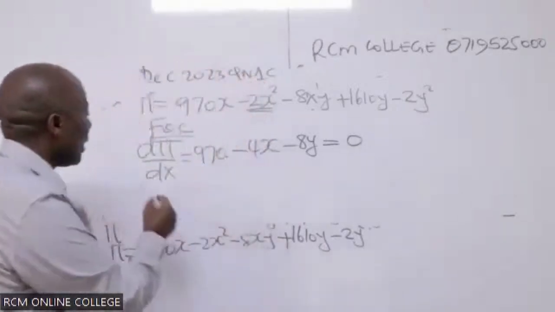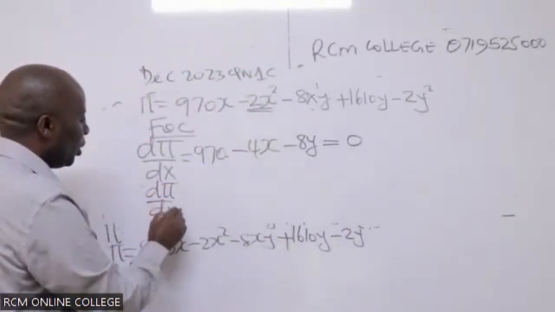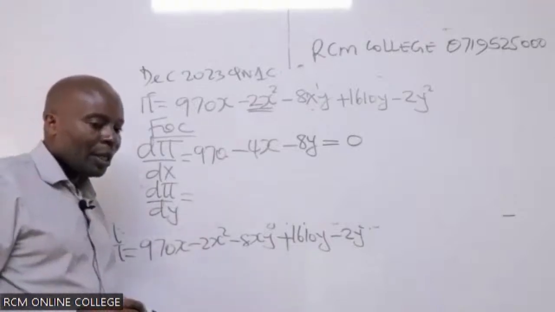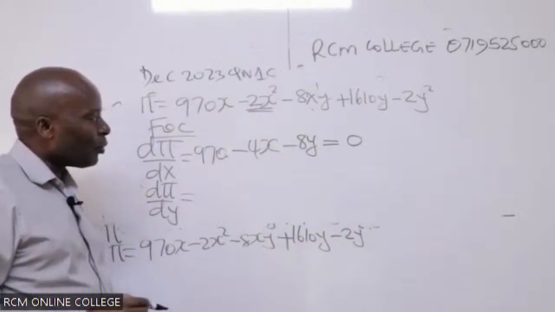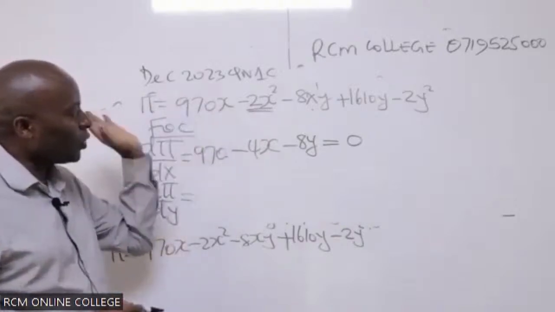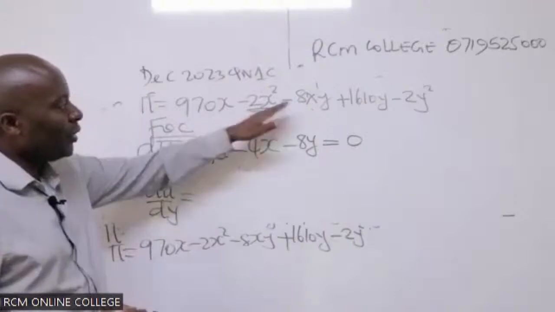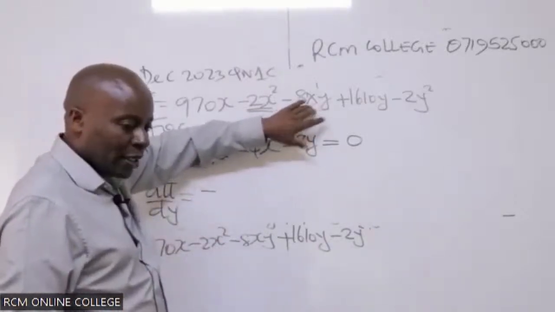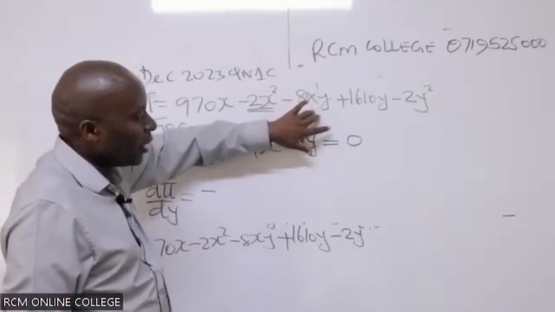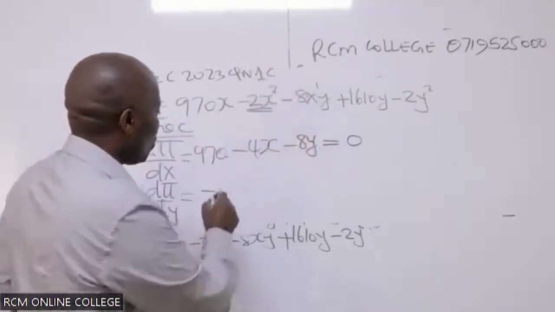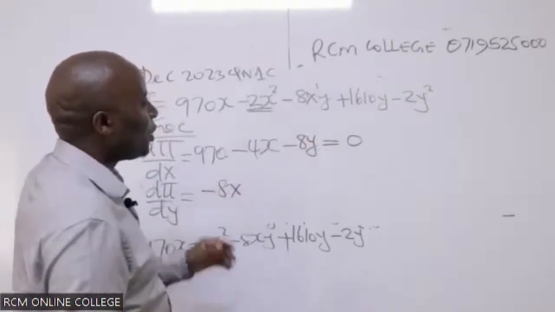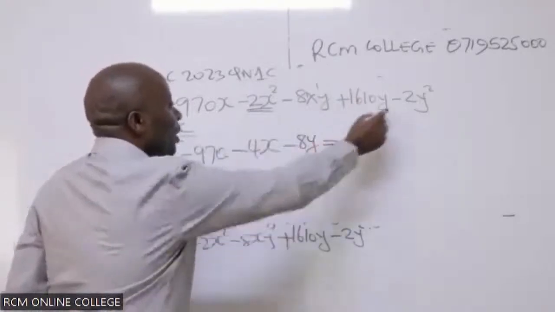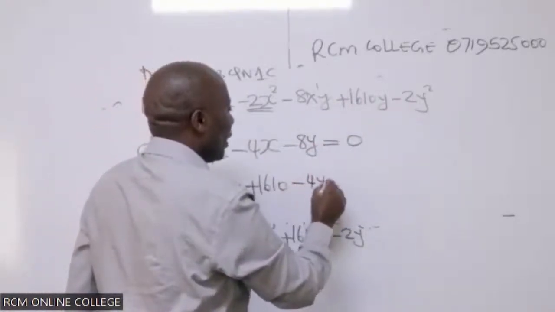Then you come here and they give me d profit over dy. Let me see whether there's anybody who will be able to get this correctly. D profit over dy, of course, no y here goes. This will give me minus what here? With respect to y, somebody write for me there. Minus 8x. Thank you so much. Minus 8x. With respect to y, this will give me 1610, and with respect to y, minus 4y equals 0.